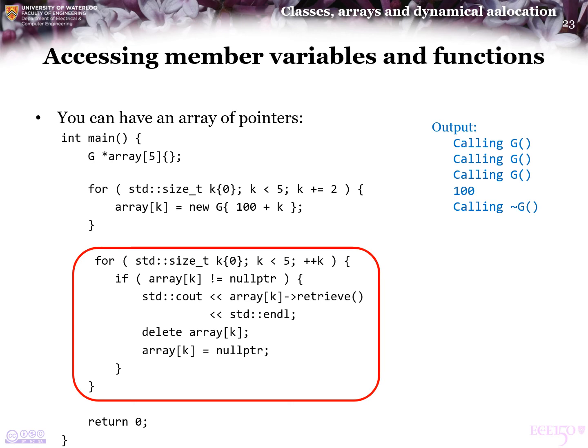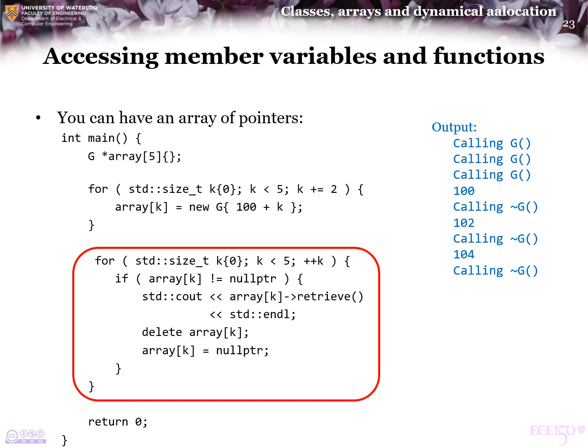Array 2 is not equal to the null pointer, so we again call the retrieve member function on the object stored at the address stored at array 2. That will print 102, and then we delete what is there, and we assign that entry of the array null pointer. Third time it runs, nothing. Fourth time it runs, we print out 104, call delete on the fourth entry of the array, set that entry to null pointer, and the loop is finished.